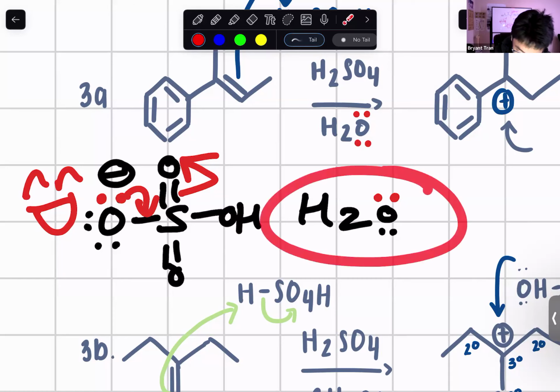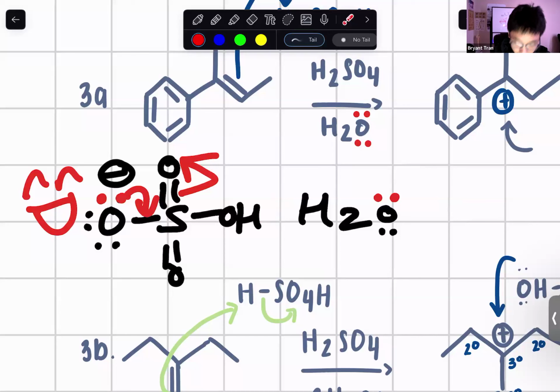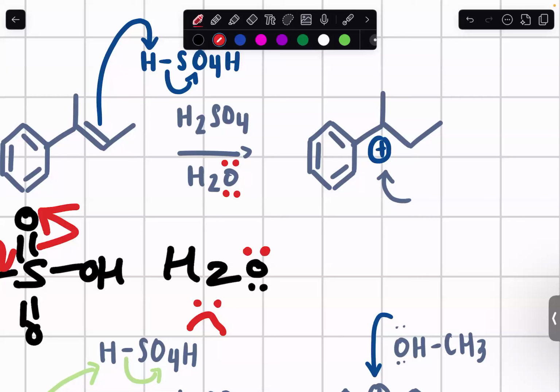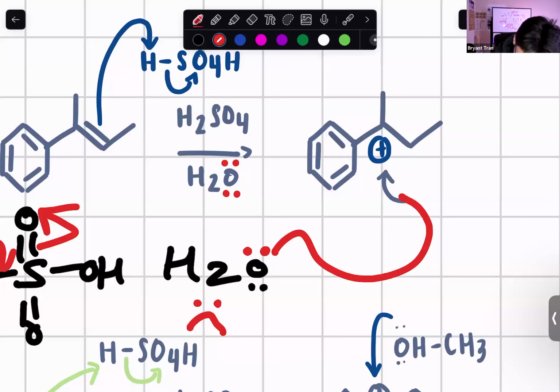Whereas water here, that pair of electrons is stuck. It's suffocated there. There's less breathing space for that oxygen, and because it is less happy, it's angry. It's going to be more reactive. So that's why water there is the stronger nucleophile than the HSO4 minus, which is going to attack that carbocation right there.